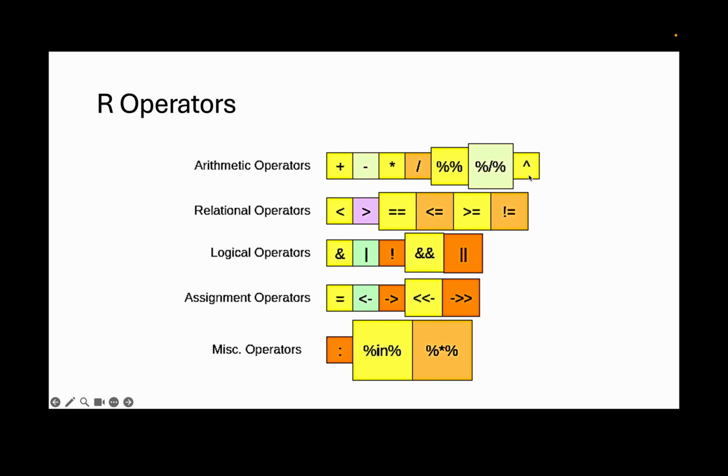And this symbol, as I mentioned, is used for power. And relational operators show less than, greater than, equals to, like whether a is equals to b or not. So that's what you check. All these operators return the output in true or false.